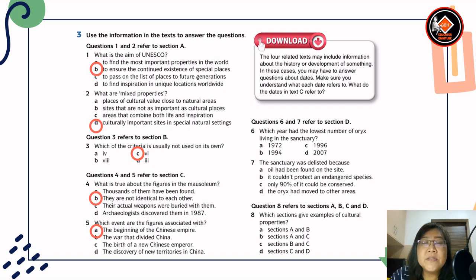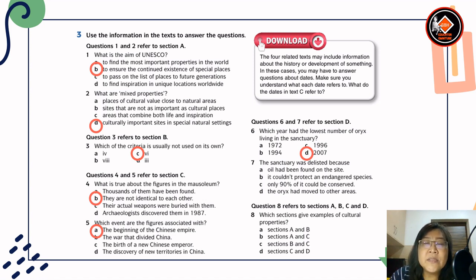Okay, let's look at questions 6 and 7. They refer to section D. Which year had the lowest number of oryx living in the sanctuary? 1972, 1994, 1996, and 2007. Answer is D, 2007.